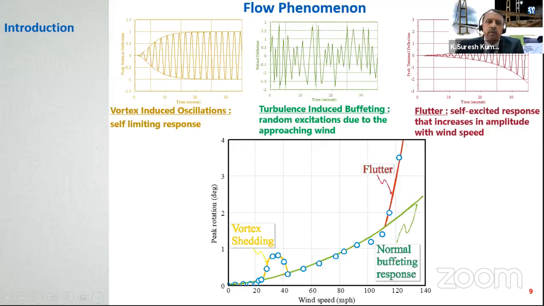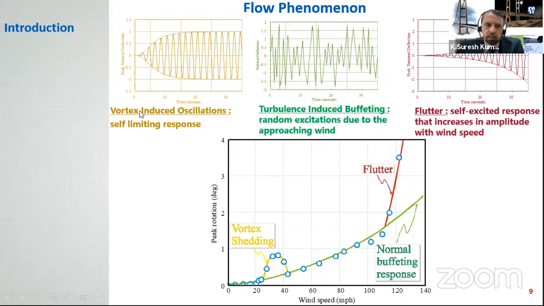This is more like a turbulence-induced buffeting. You can see the green time series just above that. So it's more like a random excitation. Your spectra is broadbanded. Your peak factor is 3.5. All of those things happen in those cases.